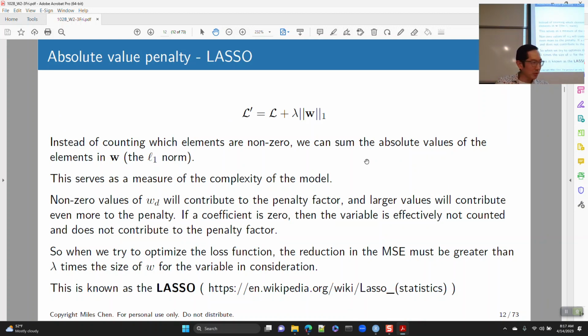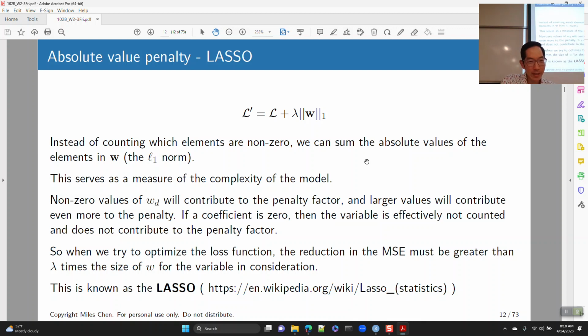Okay, so instead of the L0 norm, what if we use the L1 norm? The L1 norm of a vector is the sum of the absolute values of the vector. You take each term in your vector, take the absolute value of it, and sum them up. That's your L1 norm. It's like the Manhattan norm. Basically, you're taking the length this way and the length this way, and you just add them up.